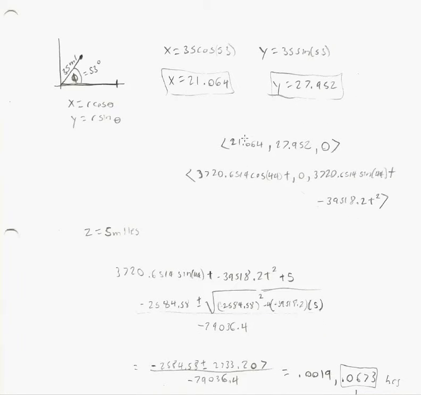So now that's our initial position, and of course our z is 0 because the rocket hasn't gone into the air yet.